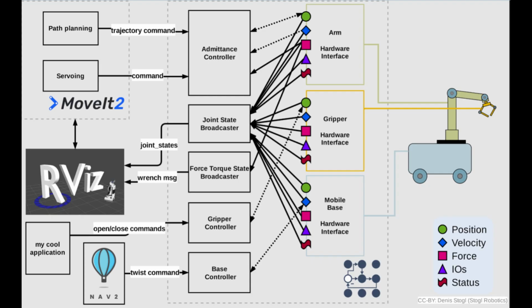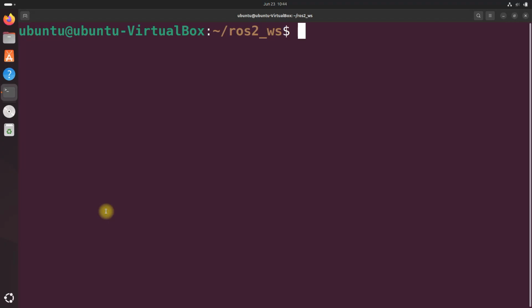As the robot operates, sensor data flows back through these hardware interfaces. This information includes position, velocity, force, and status updates. The joint state broadcaster and force torque state broadcaster collect this feedback data. This state information, the joint angles, is then forwarded to RViz for visualization and to MoveIt2 for real-time monitoring and adjustment.